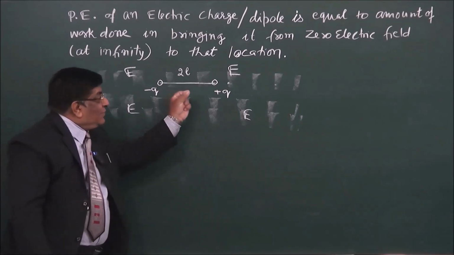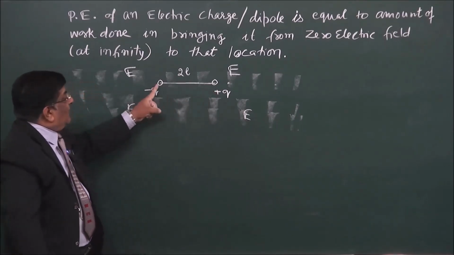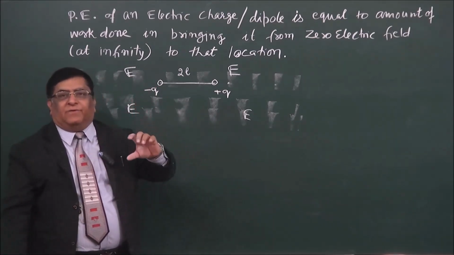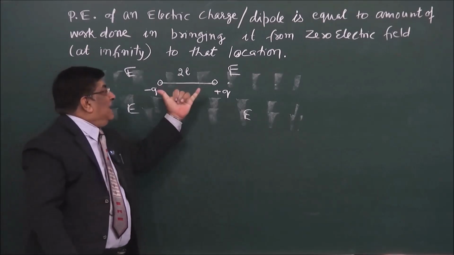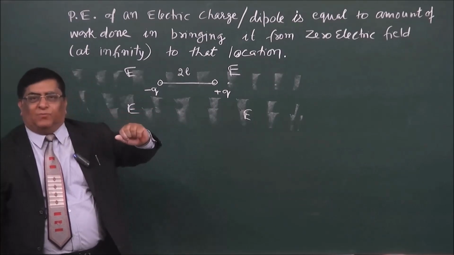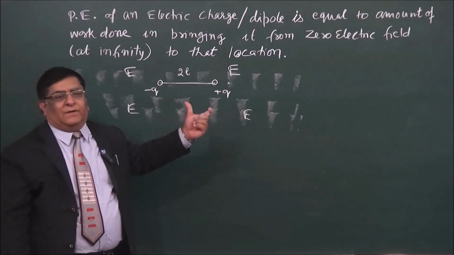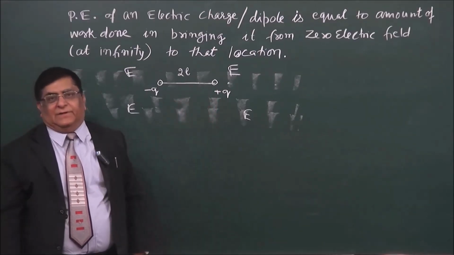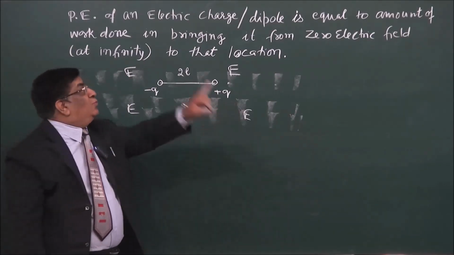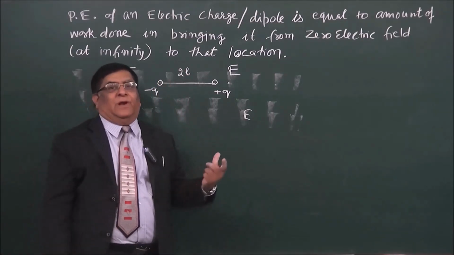When we are bringing it into the electric field, the electric field applies a force, and we have to counter that force. We have to give a counter force and displace the charge here. So we are doing certain work, and that work is converted into potential energy. But the question is, from where are we bringing it? We are bringing it from a location where there was no electric field to this location where there is an electric field.